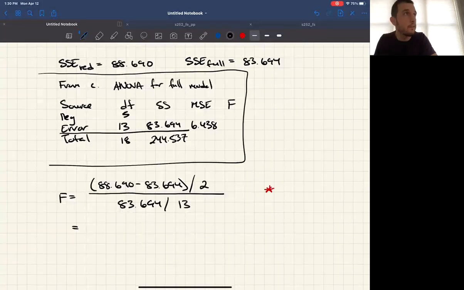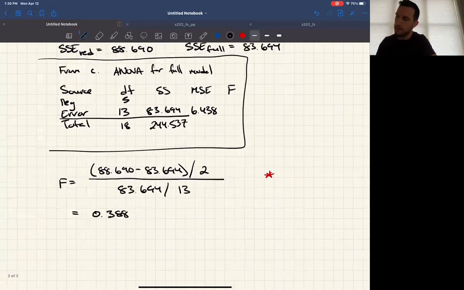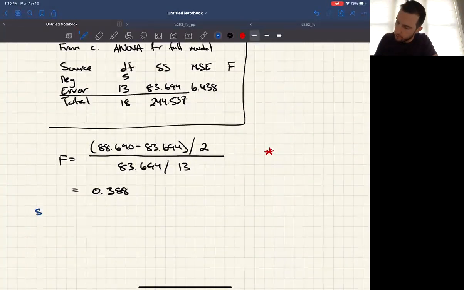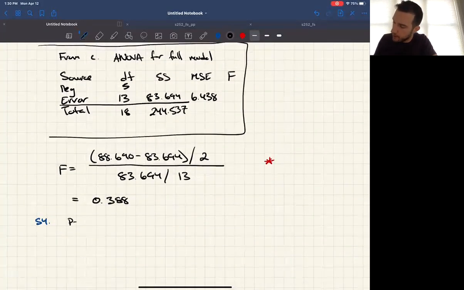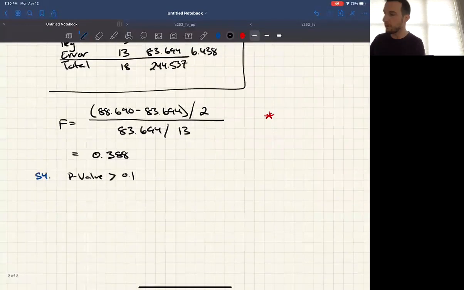Okay, and then this is going to give us an F value of 0.388. From this point forward, we're just working through the test. It should be pretty obvious that the p-value here is going to be greater than 0.1. An F value this close to 0 is definitely not going to give us anything significant. If we wanted to check this, we could go to our F table.